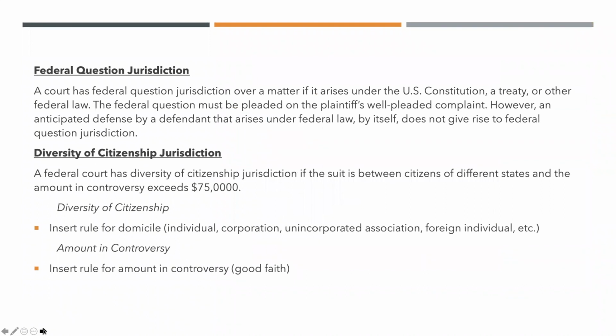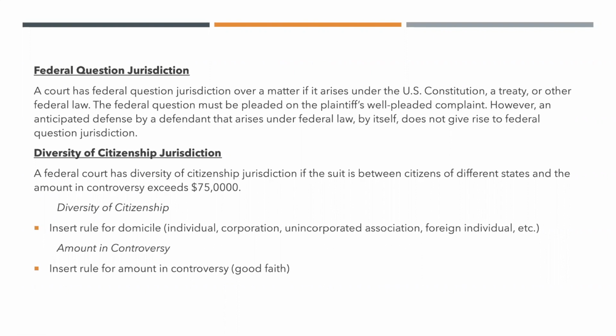So now I just want to give a little bit more of a specific example. This is what it might look like on your page. I've got the issue that could come up under subject matter jurisdiction, which is federal question jurisdiction, and I pre-wrote my rule. A court has federal question jurisdiction over a matter if it arises under the United States Constitution, a treaty, or other federal law. The federal question must be pleaded on the plaintiff's well-pleaded complaint. However, an anticipated defense by a defendant that arises under federal law by itself does not give rise to federal question jurisdiction.